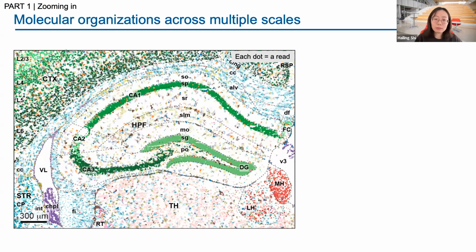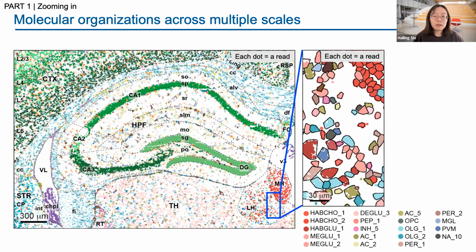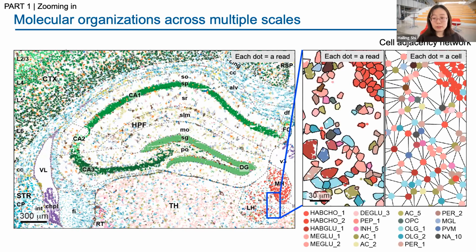So in this plot, individual dots represent an RNA spot. And by drawing the boundary of the cells, we can also have an estimation of the soma size and the physical neighbors of individual cells.